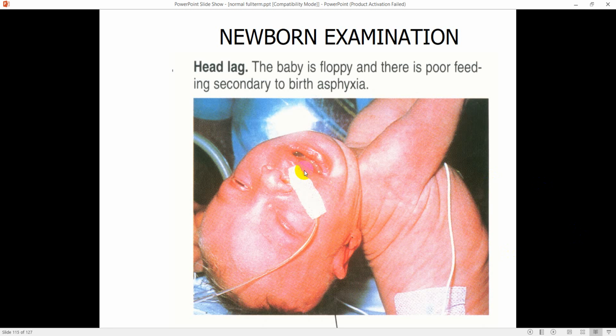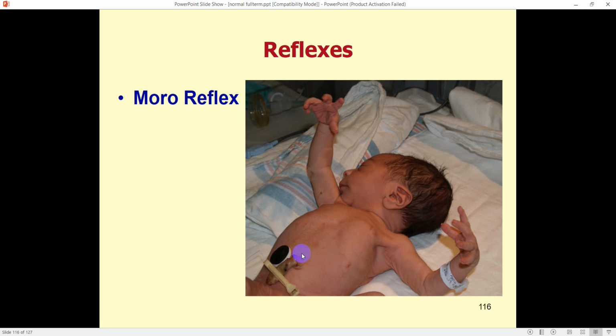While this baby has asphyxia, so the color of the skin is changed to pale or cyanosed, and as you look at the head, there is lag of head, severe hypotonia, the baby is floppy. This baby has neonatal asphyxia. After assessment of posture, we assess neonatal reflexes, and this is called moro reflex. There is abduction of both arms.